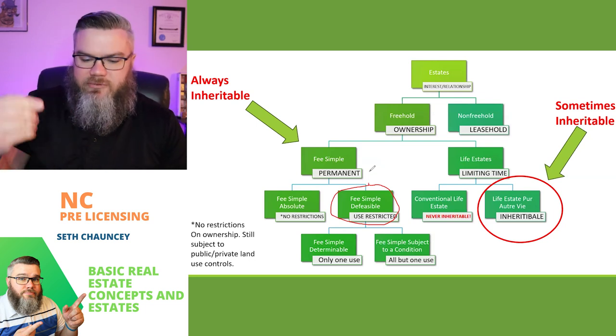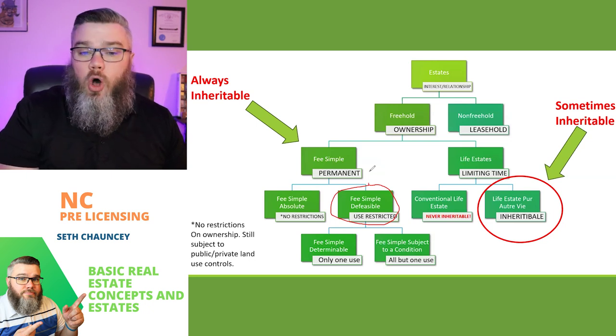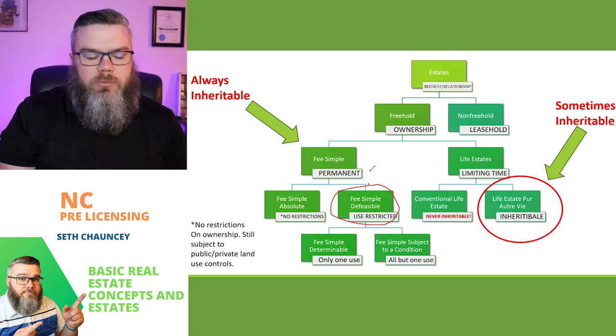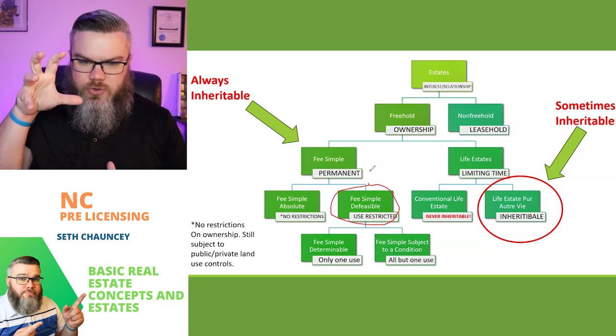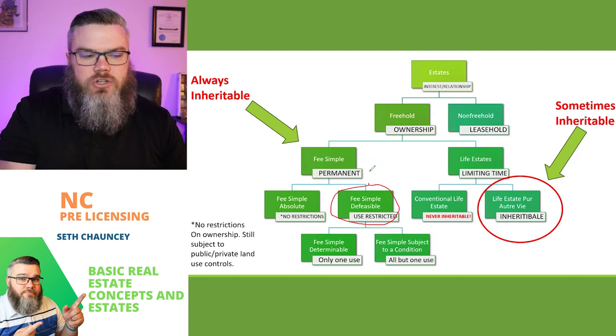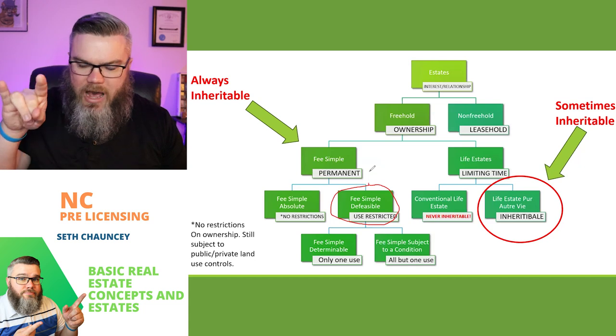So fee simple defeasible, also called qualified fee, is ownership, but it is ownership where we have restricted your use of the property. There are these restrictions put on it, and these restrictions are so powerful, if you don't follow the rules, you could lose your ownership. Now, let me give you some examples. You have to understand the two different categories, though.